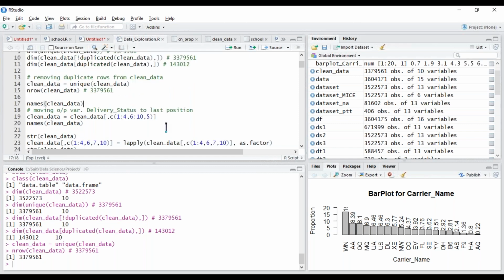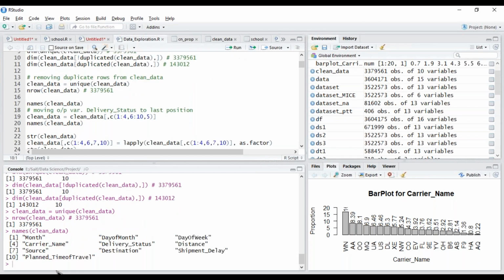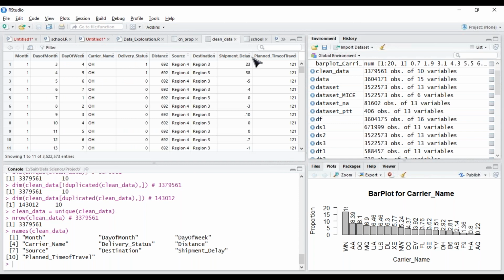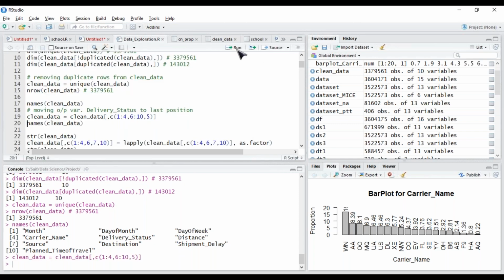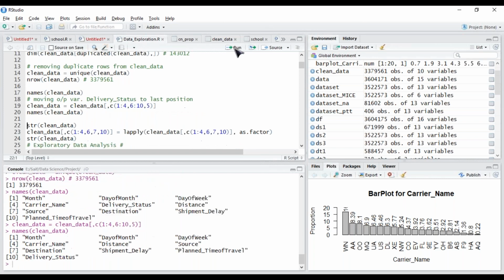Now these names of clean data will give you the column names, right? And what I'm doing over here is moving this delivery status to the last position using this line of code. So over here you have this clean data. I'm moving this delivery status to the last position and rearranging the columns. So if you look at the names now, you can see that initially the delivery status was here. Now the delivery status position has been moved to the last position. Fine. Now we look at the structure of the data to identify the data types.